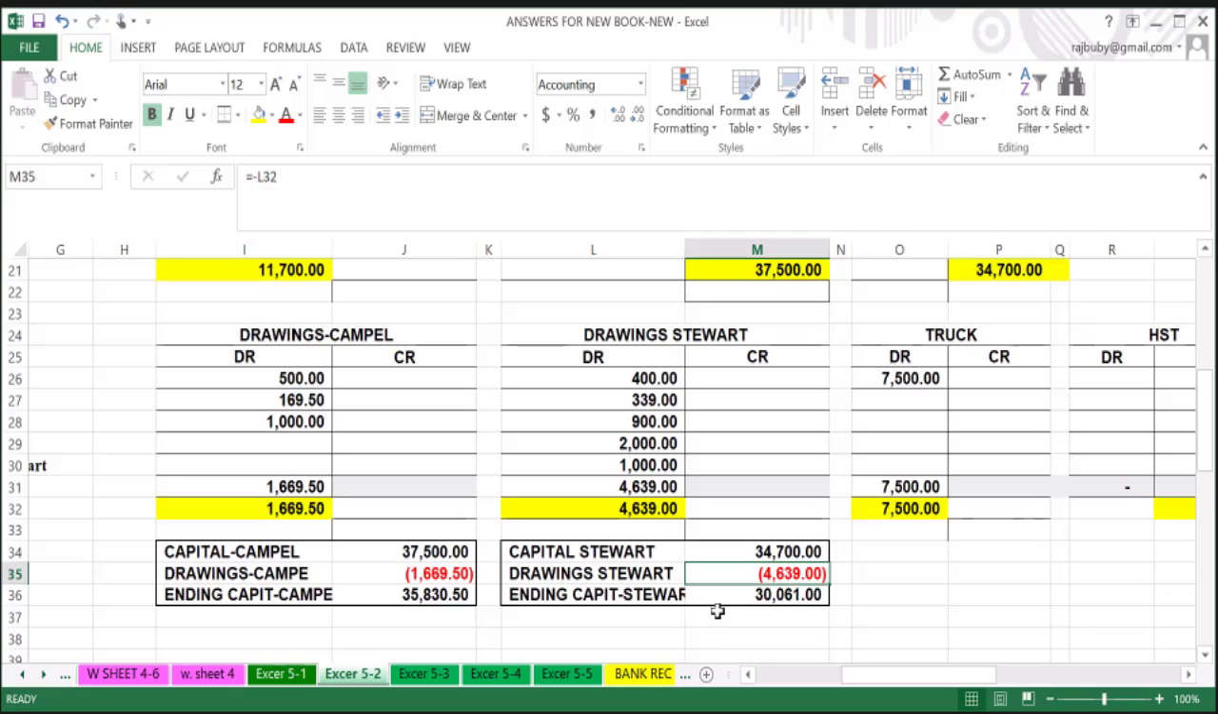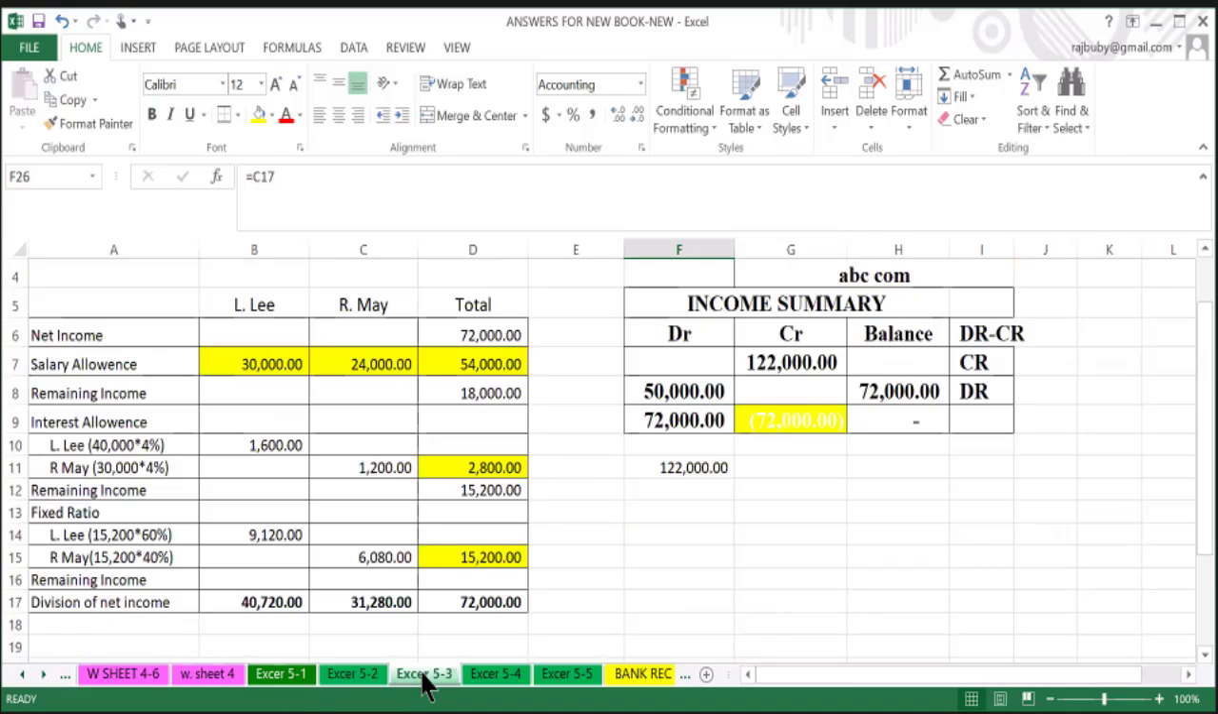So it's 54,000 salary, and we have to minus it from the 72,000 of net income. The difference is 18,000, and now we have to divide this 18,000 by ratio.